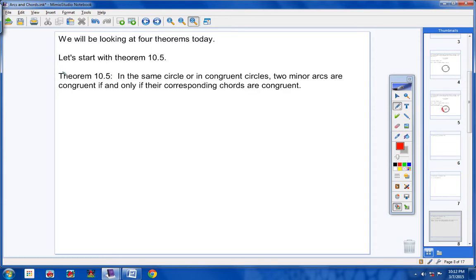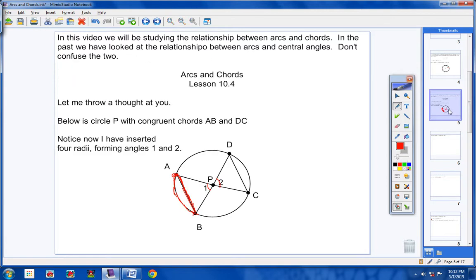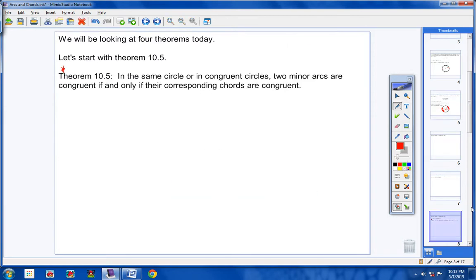Copy this in your notes, please. You're responsible for this. Theorem 10.5 states, in the same circle, or in congruent circles, two minor arcs are congruent if and only if their corresponding chords are congruent. I showed you right back here a second ago, okay? If the chords are congruent, which these two chords were congruent, then their arcs are congruent, okay? So copy this down, please. In the same circle or in congruent circles, two minor arcs are congruent if and only if their corresponding chords are congruent. Please copy that down.